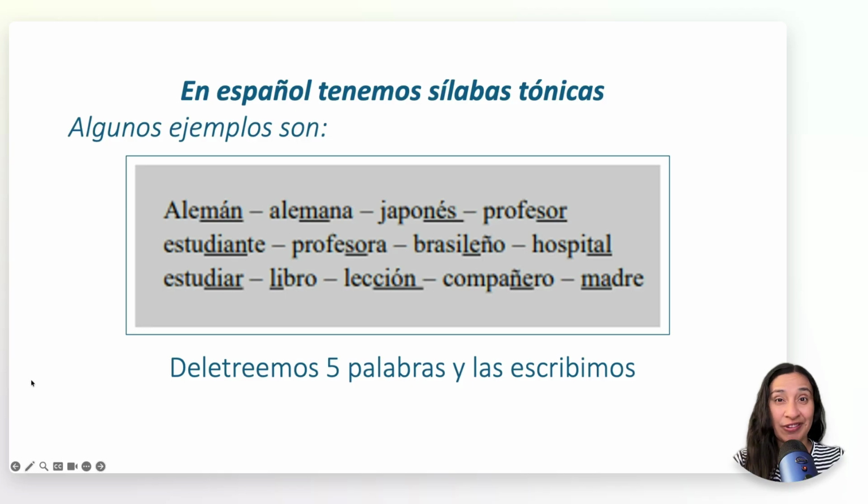H-O-S-P-I-T-A-L. Did you write it down? I'm gonna spell that out again for you. So, H-O-S-P-I-T-A-L. What's the word? Can you pronounce it before I pronounce it? Yeah, you got it. So the second word is hospital. So la sílaba tónica in this word is tal, hospital. Hospital en inglés, hospital en español.